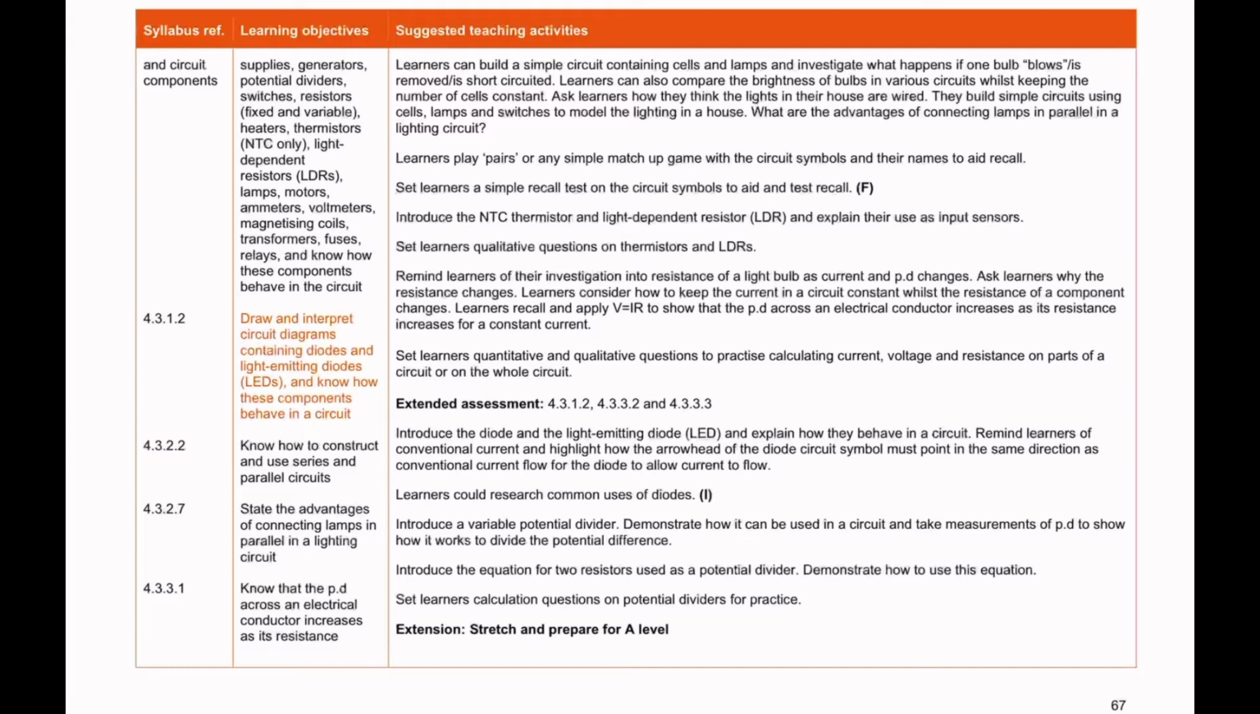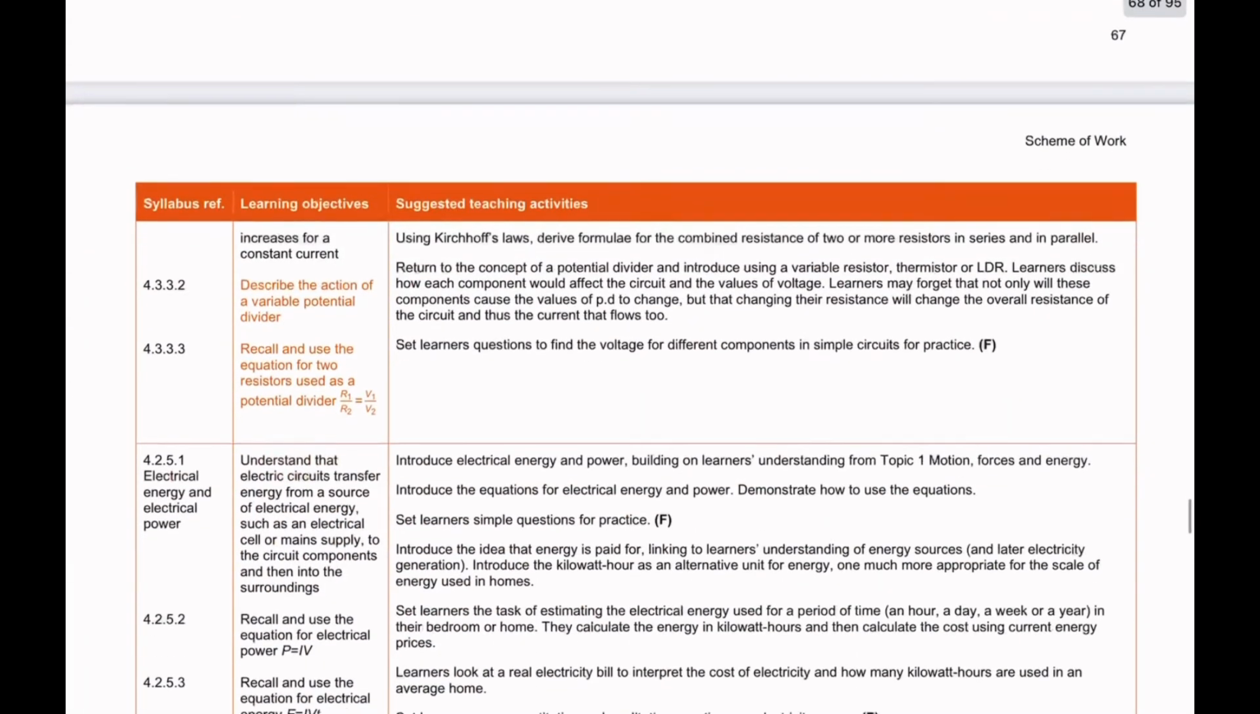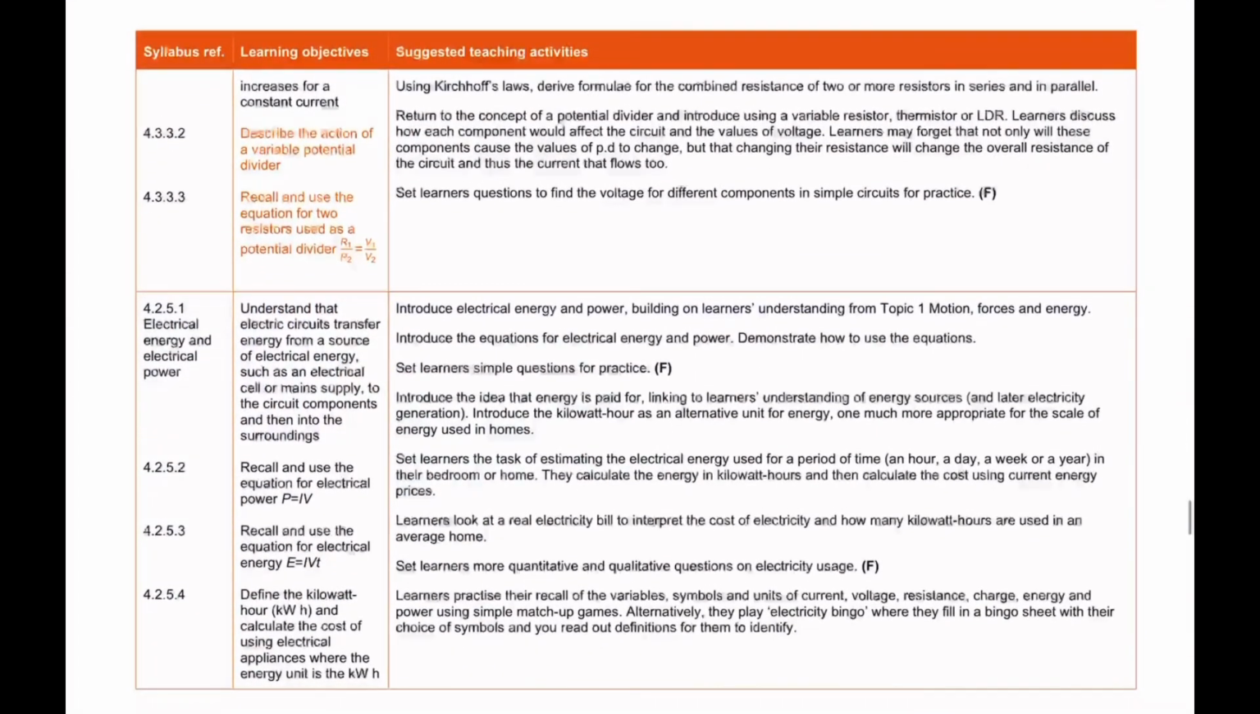State the advantages of connecting lamps in parallel in a lighting circuit. Note that the potential difference across an electrical conductor increases as its resistance increases for a constant current. Describe the action of a variable potential divider. Recall and use equations for two resistors used as a potential divider: R1 upon R2 is equal to V1 upon V2.